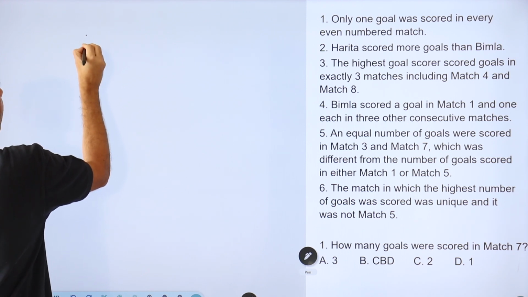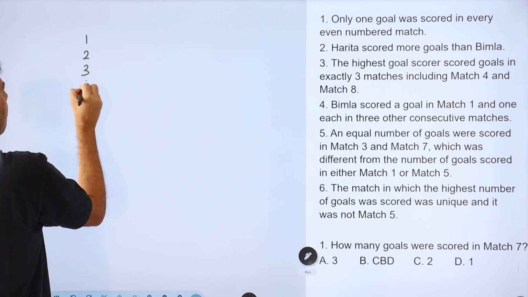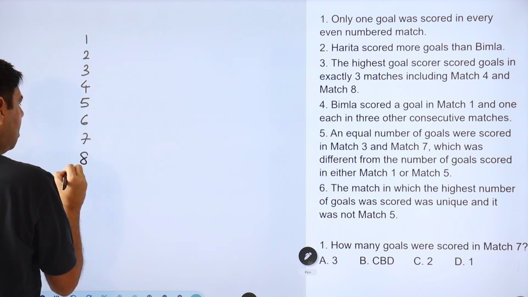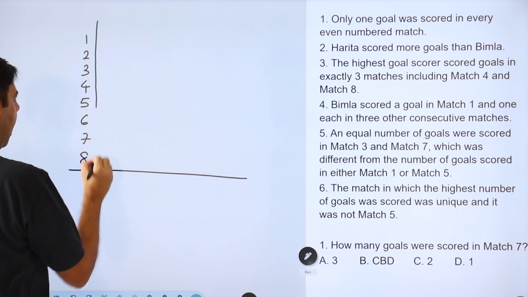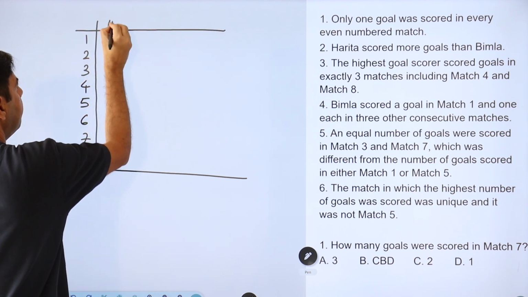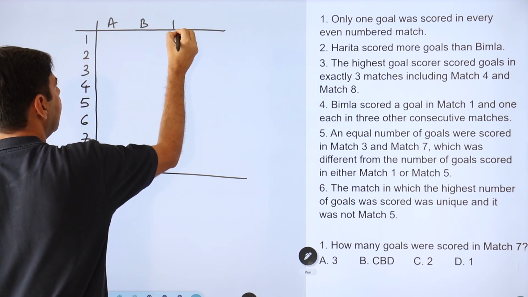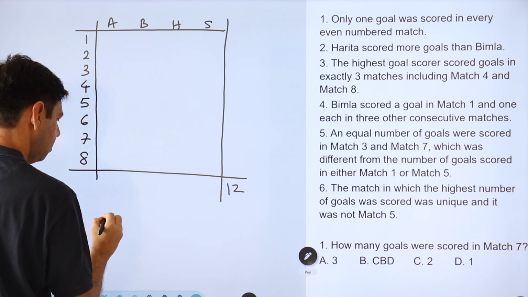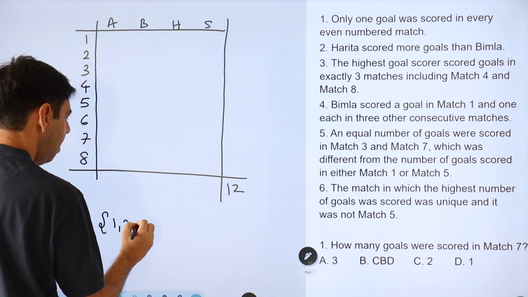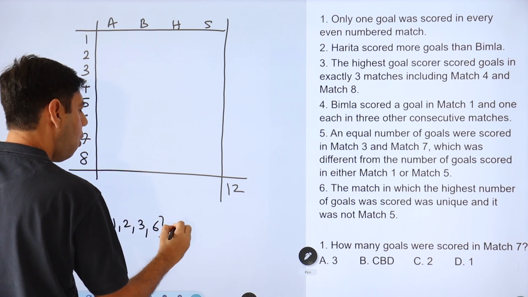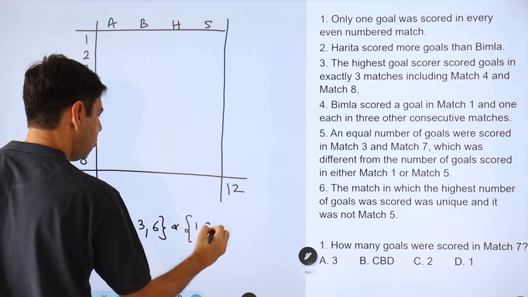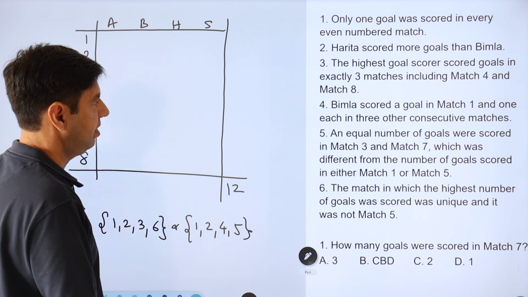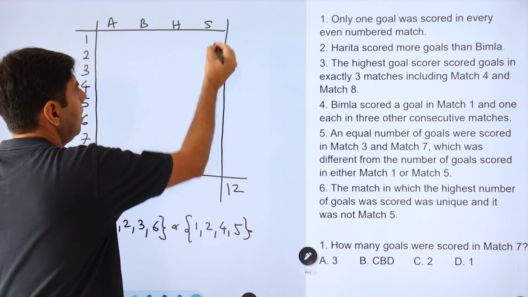So 1, 2, 3, 4, these are match number 5, 6, 7 and 8. So 8 match numbers, and the 4 people are Amla, Bimla, Harita and Sarita. Okay, and the total is 12 goals, and we know that this has to be 1, 2, 3 and 6, or this has to be 1, 2, 4 and 5. These are the only 2 ways if the sum is 12. Okay. So let's continue now.